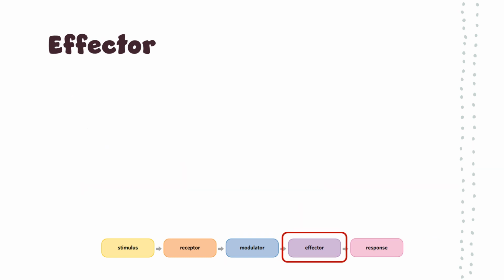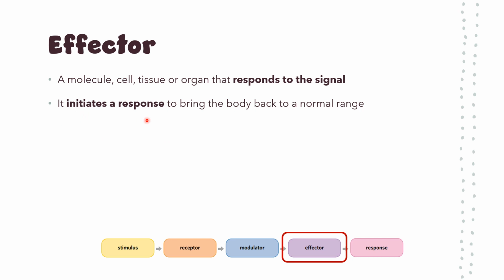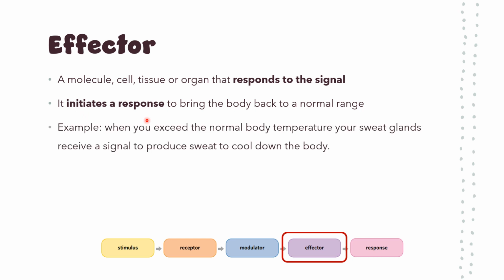So once the modulator has detected that this signal shows that the conditions are outside of our normal range, it's going to send a signal to an effector. This can be a molecule, a cell, a tissue, an organ, and essentially the effector responds to the signal. It then initiates a response to bring back the body or the organism to a normal range. The example here, continuing on from the last slide, is when you exceed the normal body temperature, your sweat glands, which is your effector, receive the signal and produce sweat to cool down the body. And so producing sweat would be the response.